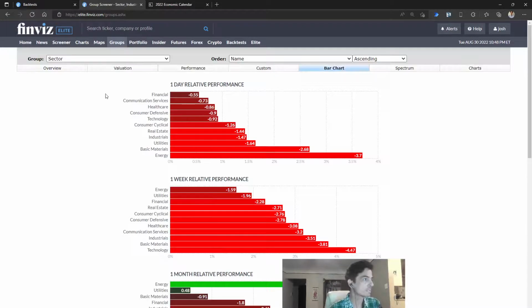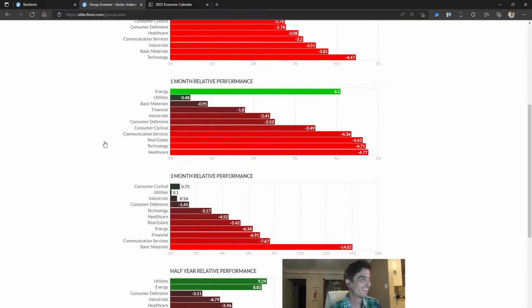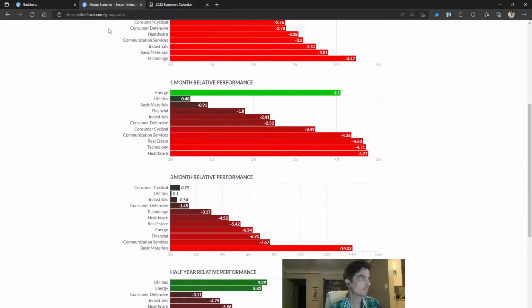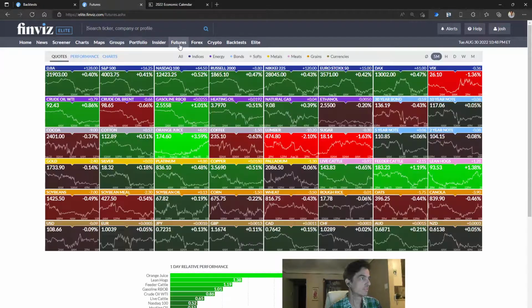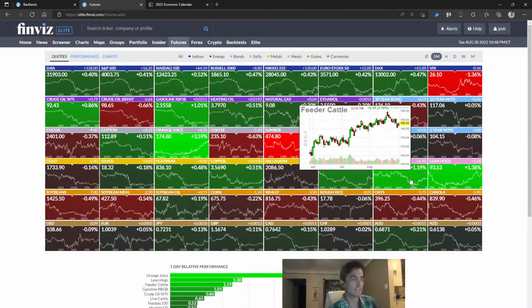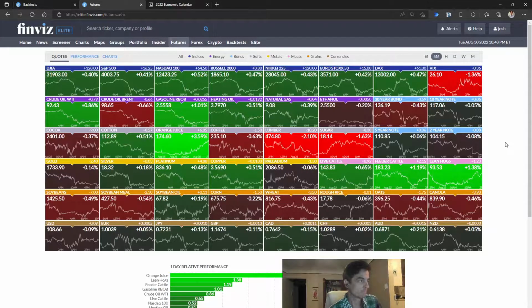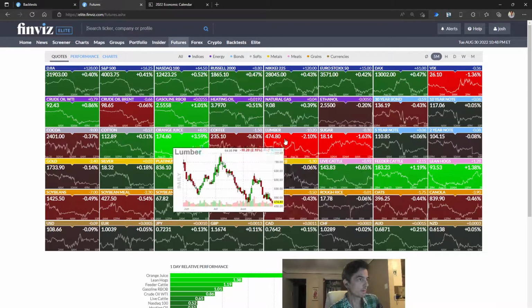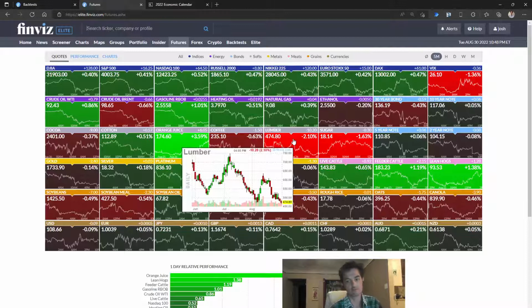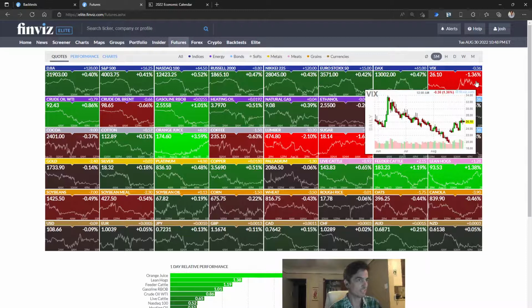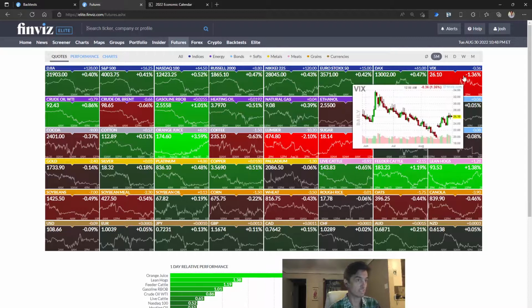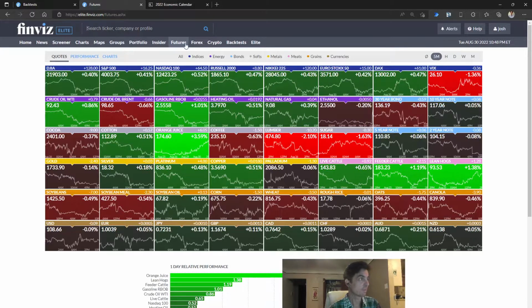Okay, groups. Everything's in the red. Energy is still the winner for the recent past. And then futures. Feeder cattle's green. Lean hogs is green. Live cattle is not so green. Lumber is down. Once again, the housing market is just bad news after bad news after bad news. The VIX has subsided slightly, which means things were not volatile today, and option prices are very slightly cheaper. Okay, let's get to it.